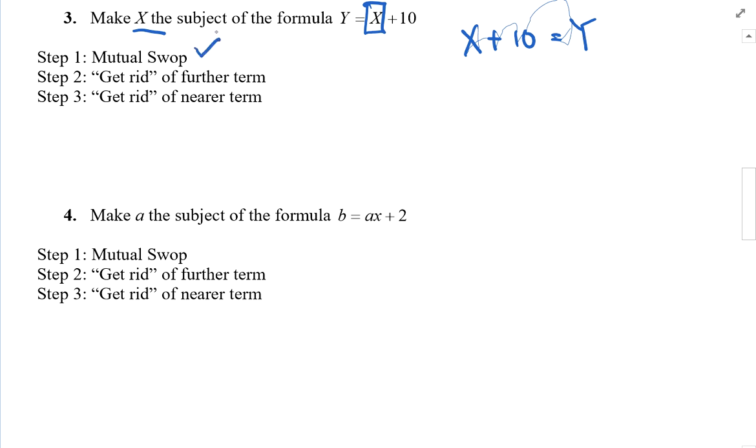I am done. Okay, notice there is an X plus 10. There's no number beside X, but there is a plus 10 that I need to get rid of. Notice when I balance it on the other side, based on the previous example, you will get a minus 10 to get rid of it. And X is already the subject, so I don't have to do step number 3 at all.